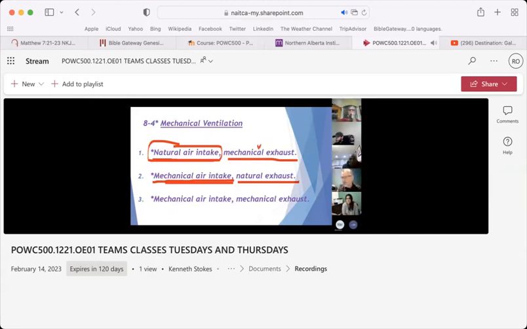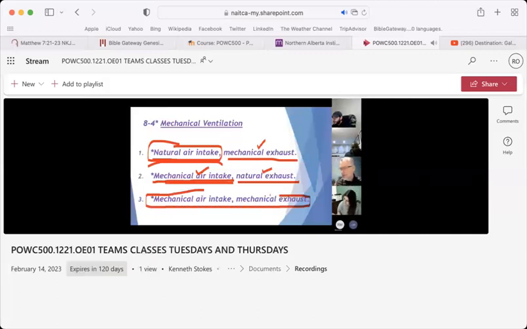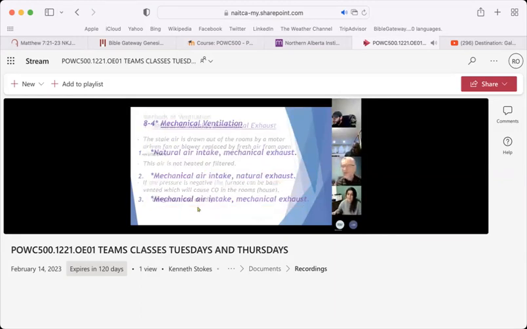We have an induced draft fan pulling the exhaust out of the boiler, and then naturally air is drawn into the intake. And then this one here is a forced draft fan, mechanical air intake, and the exhaust just finds its way out through louvers and vents. And this is equivalent to balanced draft for a boiler. We have a fan bringing air in and a fan taking the exhaust out.